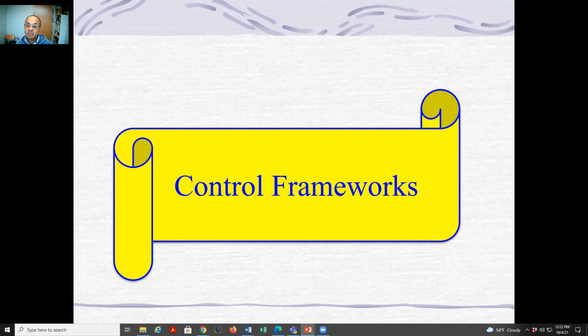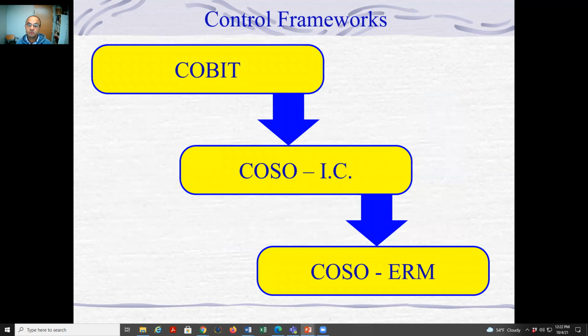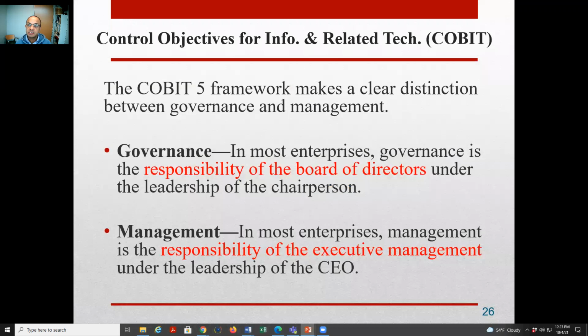The executive management will put it in practice and then it goes down to all the employees. So here I am talking about the executive levels, and the different types of control frameworks are mainly COBIT, which is related to corporate governance and asset management, COSO, the Committee of Sponsoring Organizations of internal control, and ERM. So let us go to COBIT and see what the framework of COBIT is. It's the framework that makes a clear distinction between governance and management.